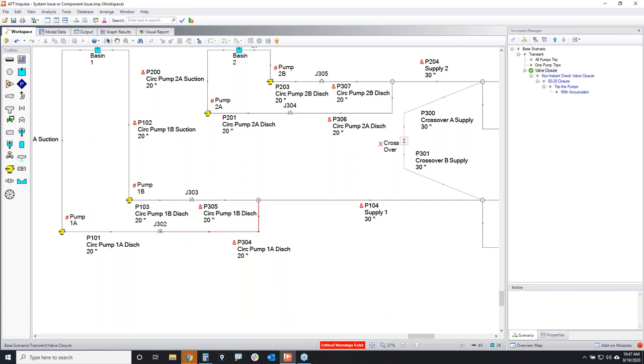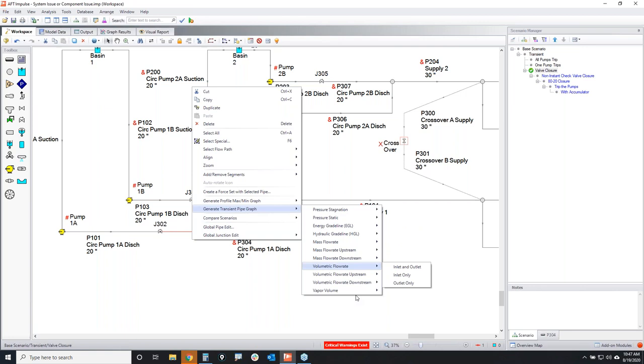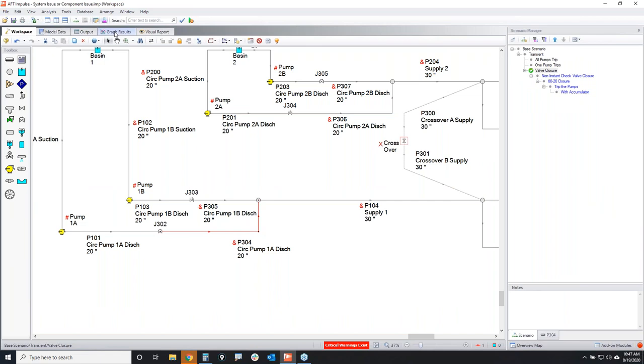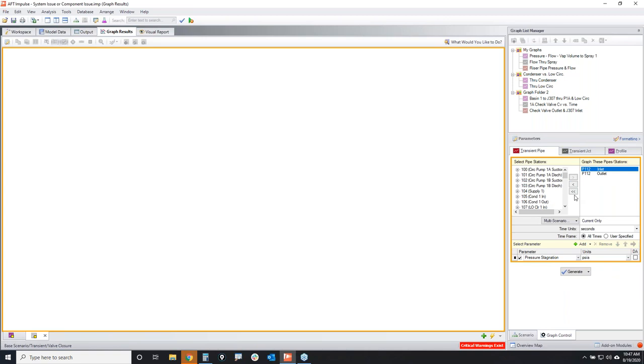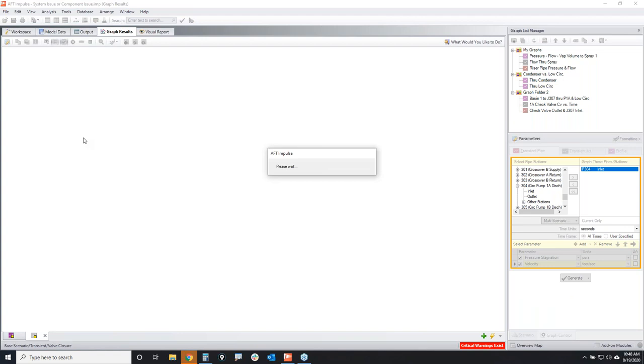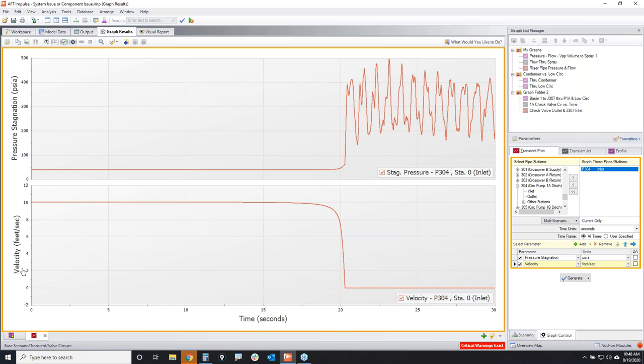So I'm going to select a pipe and right click, and I'm going to generate a transient graph for, I'm looking for my velocity there. Let's see. What pipe number? 304. So let's look at 304 inlet, and we'll look at pressure and velocity. So here we have it. Velocity is on the bottom.